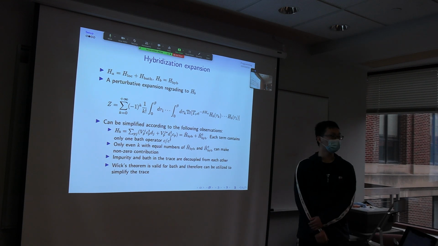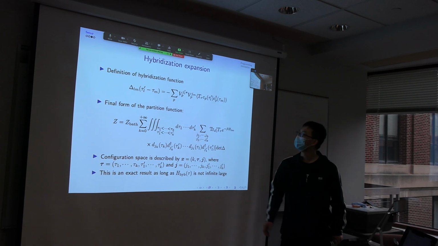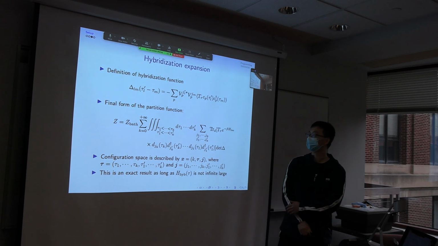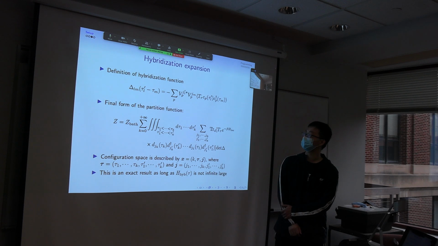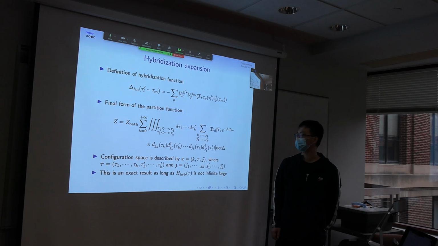So far, any questions? And this is the definition of the hybridization function in imaginary time. If you do a Fourier transform to get delta i omega, you will find they are consistent. And after the definition of this function, this is the final form of the hybridization expansion.